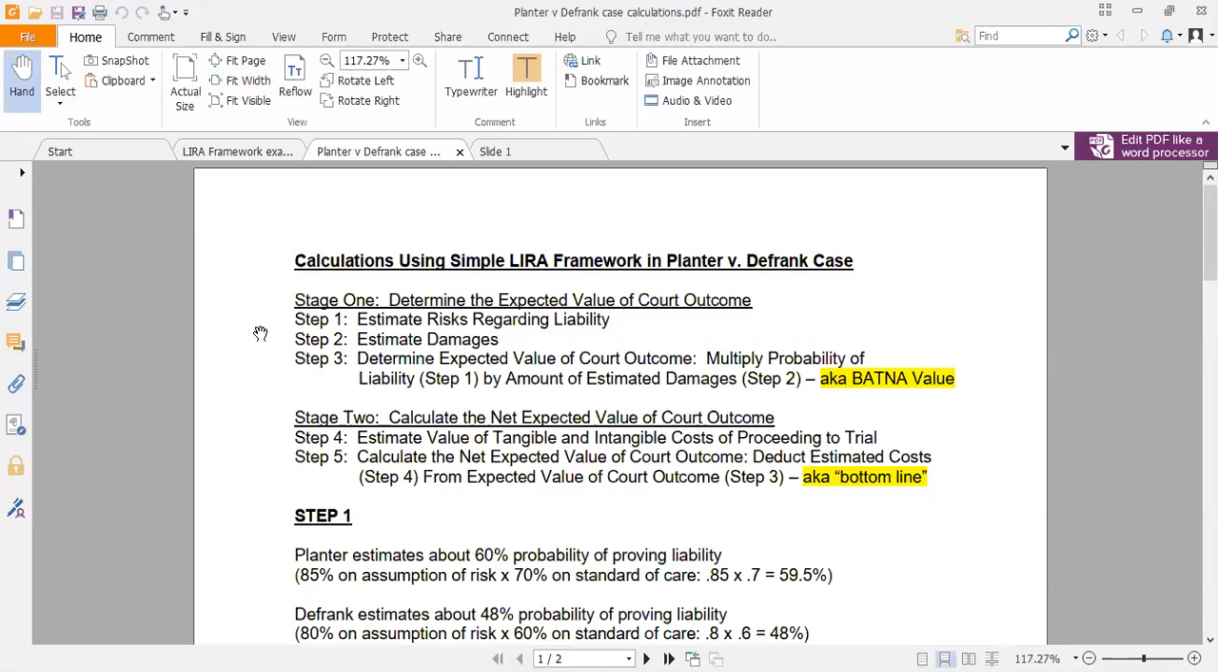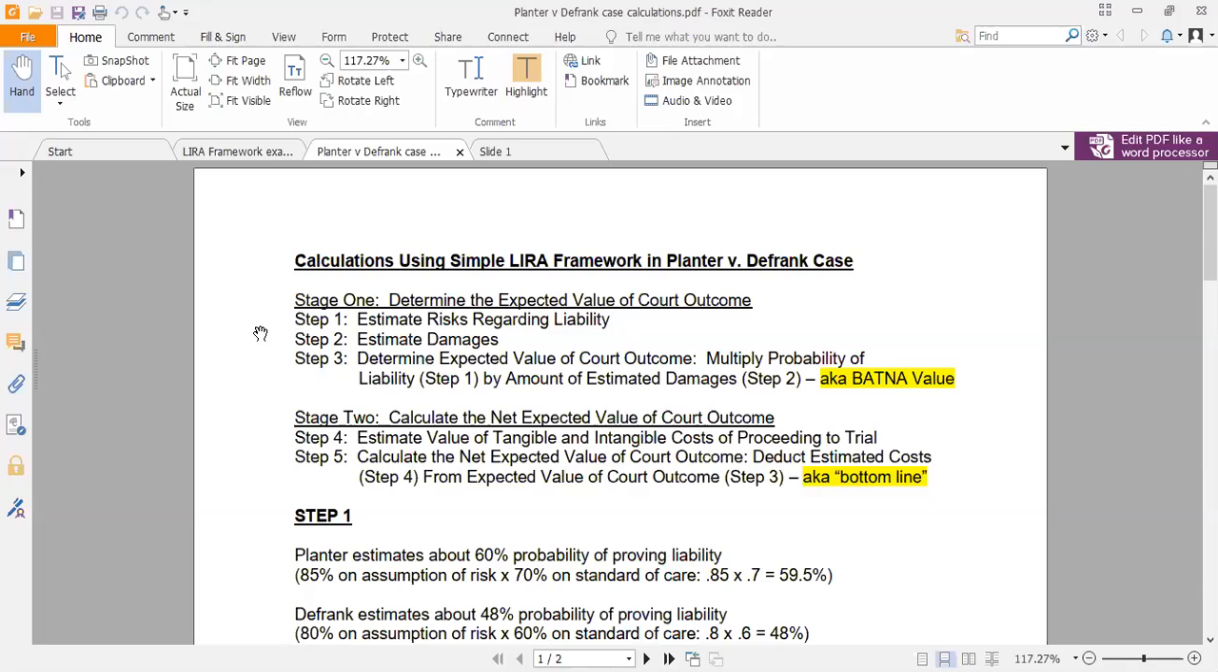So here we have a set of calculations and the simple framework presented in the LIRA book. And you'll see that there are two stages. First stage is determining the expected value of the court outcome. The second stage is calculating the net expected value of the court outcome. So the first stage involves 3 steps: estimating the risk regarding liability, estimating the damages, and then determining the expected value of the court outcome by multiplying the probability of liability in step 1 by the amount of estimated damages in step 2. And this is commonly known as the value of the BATNA.